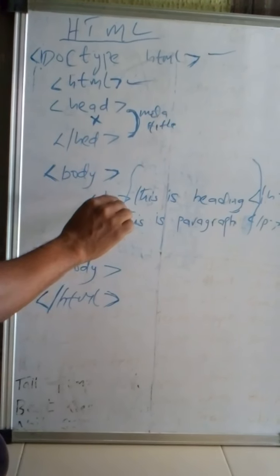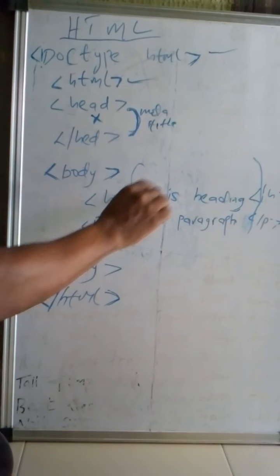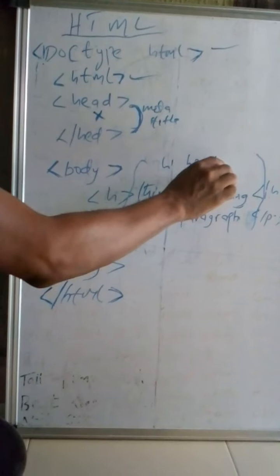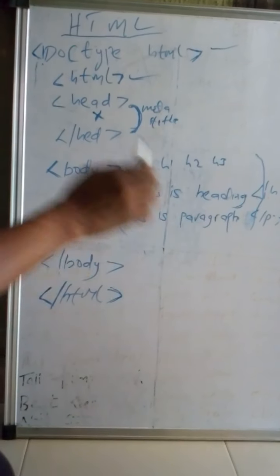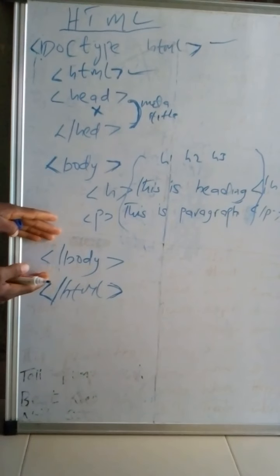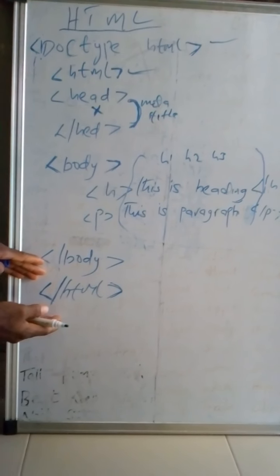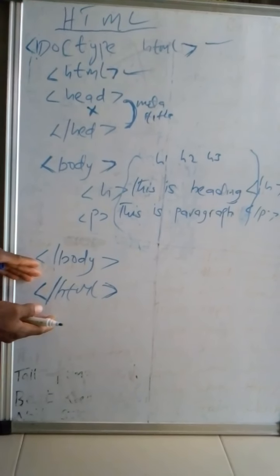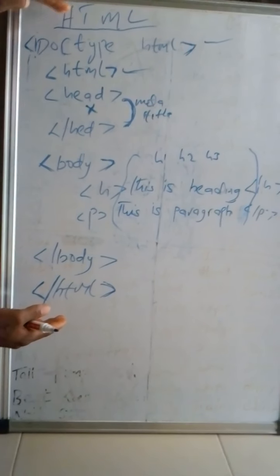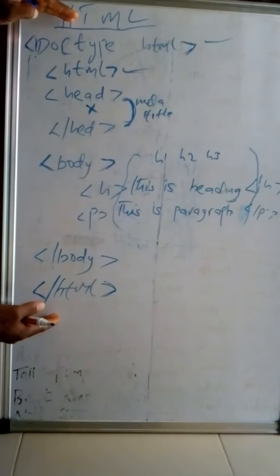Now the heading could be up to 6. We have heading 1, we have heading 2, we have heading 3, up to 6 headings. And then now you have the closing body tag and then the closing HTML tag. Now what you have here is what defines every HTML web page.